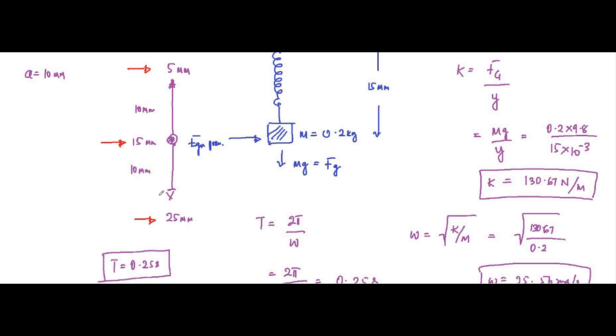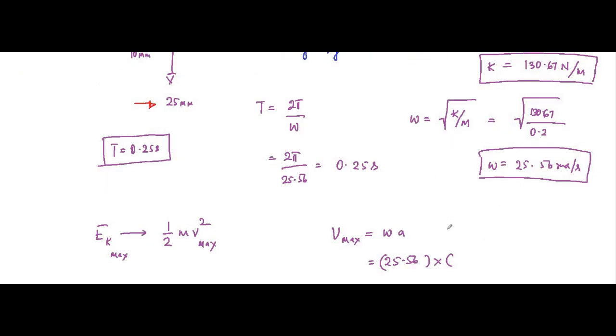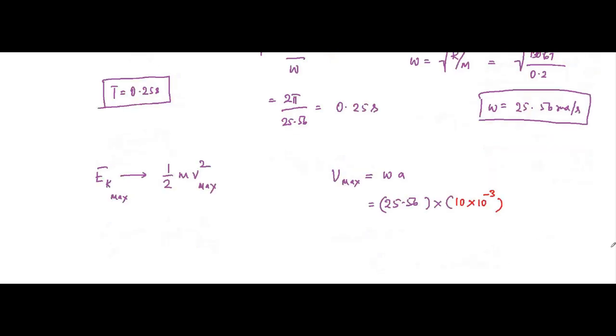So by mistake don't write 25. Okay, so it is 10 into 10 to the power minus 3. This is omega A. So the maximum velocity is coming around 0.2556 meters per second. Here if we put the value, Ek max is equal to 1/2 into 0.2 mass.